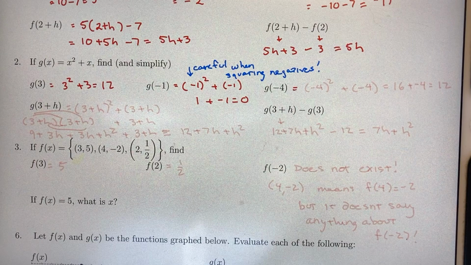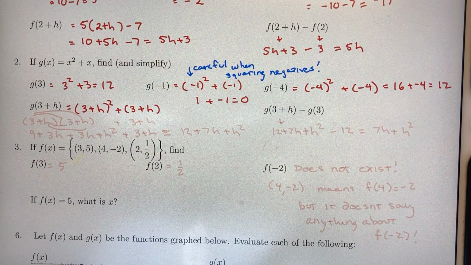G of negative 4, even more so. Negative 4 squared, and then plus negative 4. Negative 4 squared is positive 16. So the total is 12. Be careful when you're squaring something that's got plus signs. You have to write it down twice and FOIL. I'll be saying this a lot in the near future because people screw it up all the time.